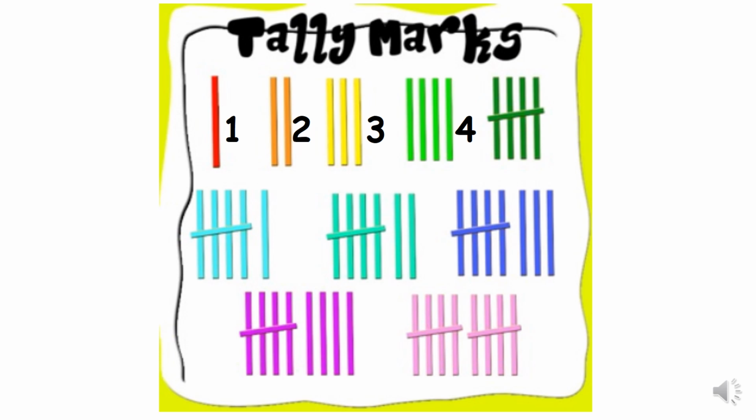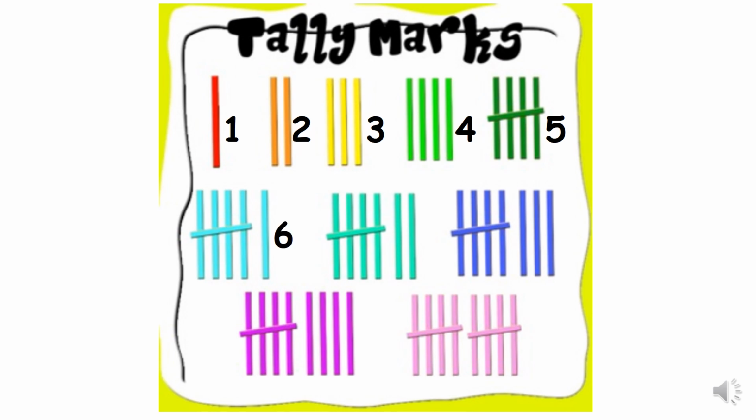And it gets a bit trickier after 4 because when we represent 5, we have our 4 lines and then we do another line diagonally. I call that crossing the gate. So this is how we represent the number 5. And then we continue doing this for other numbers.